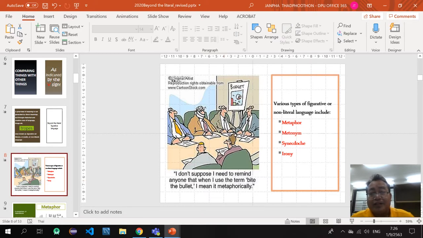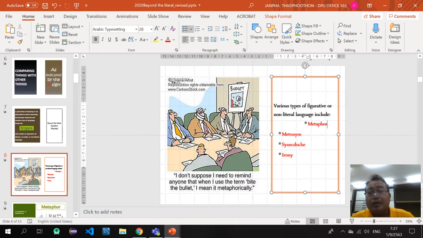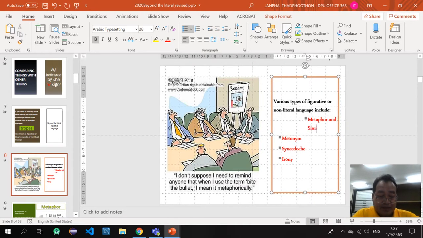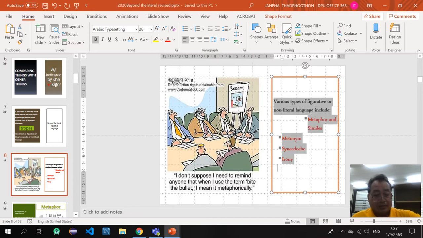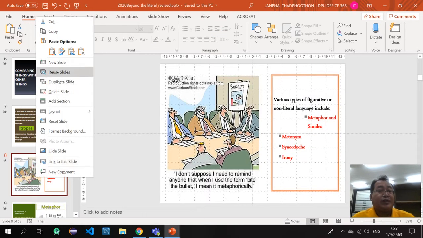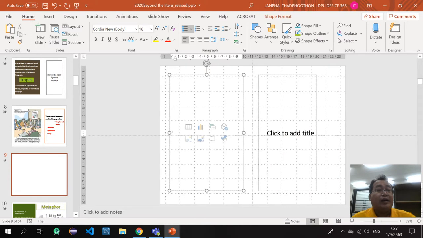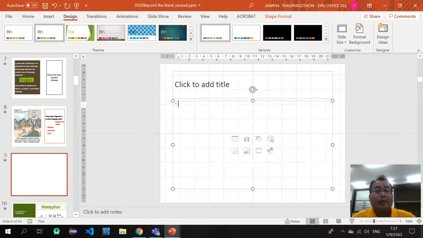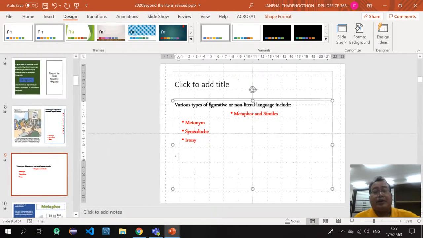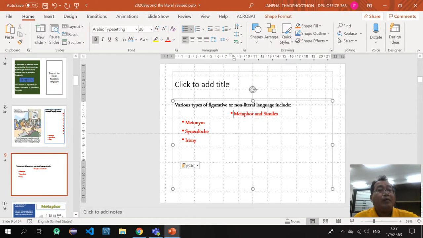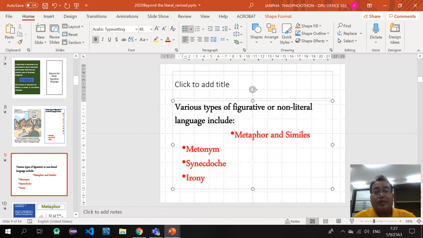Can you see this? I would like to enlarge this for you. Metaphor and simile, metonym. Okay, let me show you on the next screen. Here we have, let me enlarge this for you. So the metaphor and the simile, the metonym, synecdoche. This is the pronunciation, synecdoche, and irony.